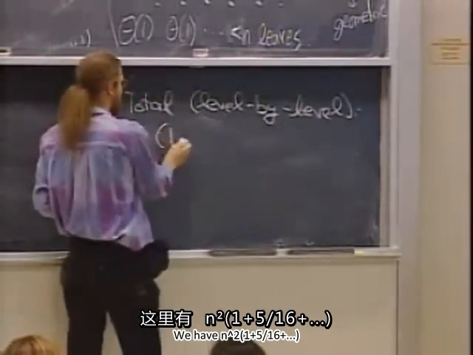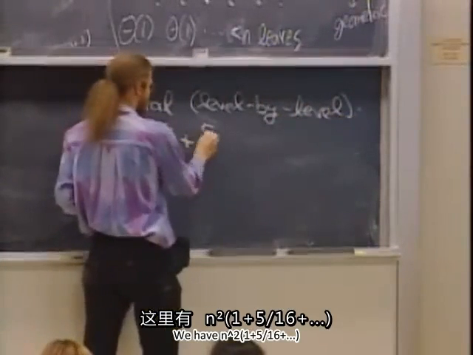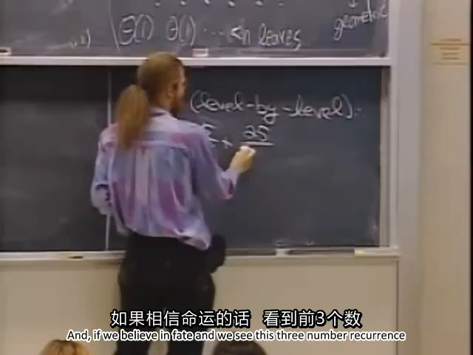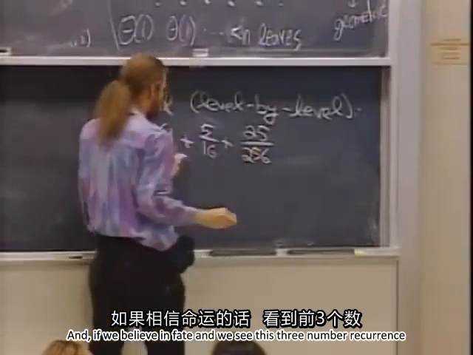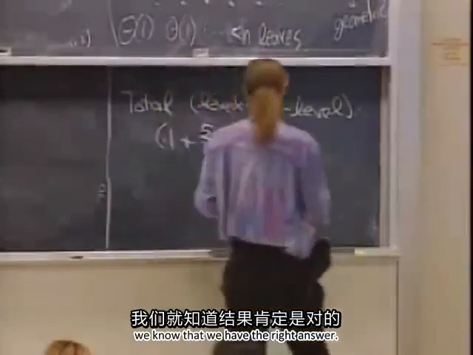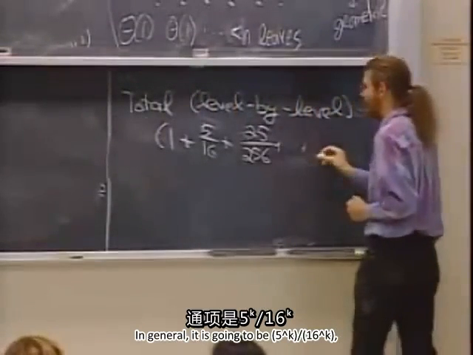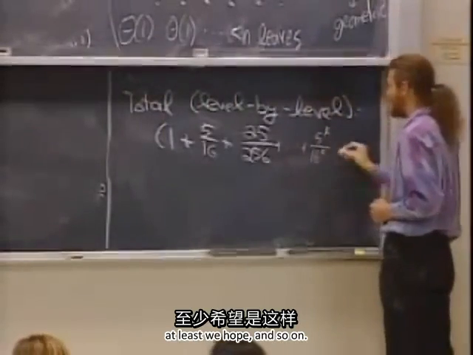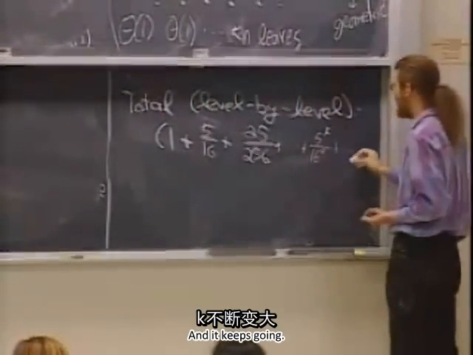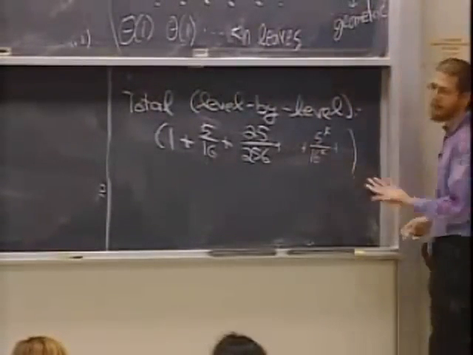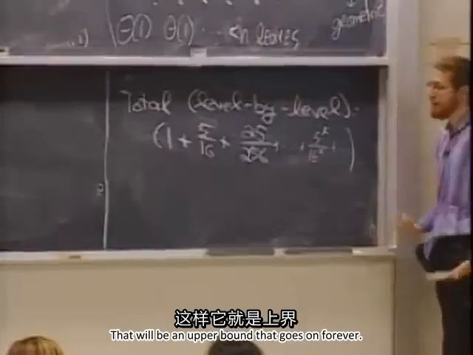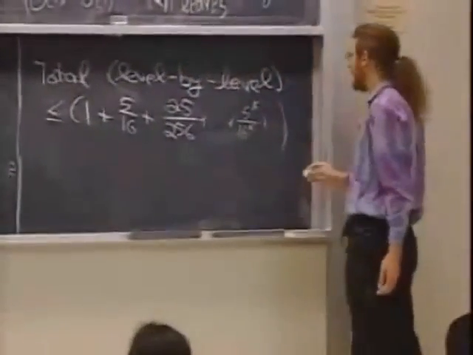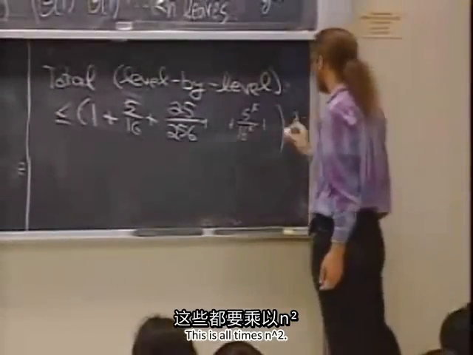So we have 1 times n squared plus 5/16 times n squared. And if we believe in fate, and we see this 3-number recurrence, we know that we have the right answer. In general, it's going to be 5 to the power k over 16 to the power k, at least we hope, and so on. And it keeps going. It doesn't go on infinitely, but let's just assume it goes on infinitely. That will be an upper bound. It goes on forever. This is all times n squared.